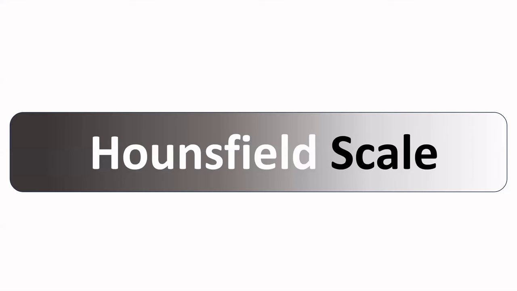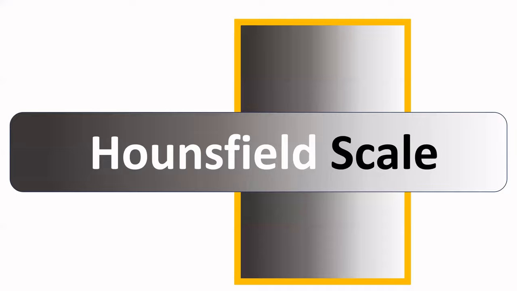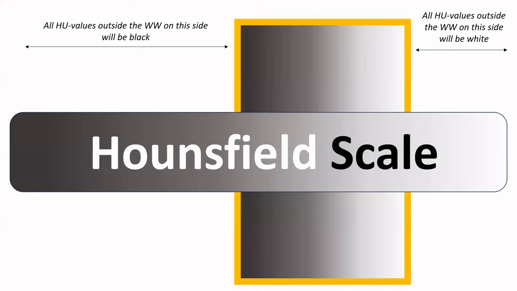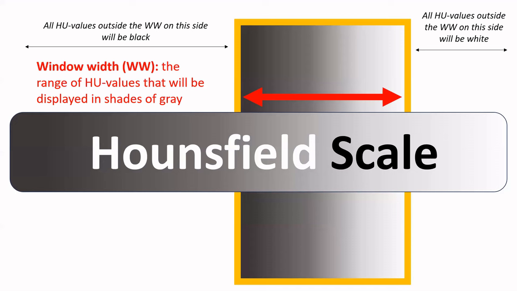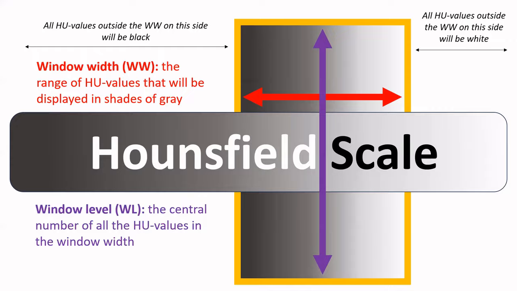What are some concepts you should know when talking about windowing? Well, this is a window, of course, and everything that lies outside of that window will be black if the values are lower than the values in the window, and all values that are higher than the values in the window will be white. Okay, that's for starters. Then the window width is something you should know. That's basically the range of Hounsfield units that will be displayed in shades of gray. And then we have the window level or the window center, which is the central number or the middle number of all the Hounsfield units in the window width.